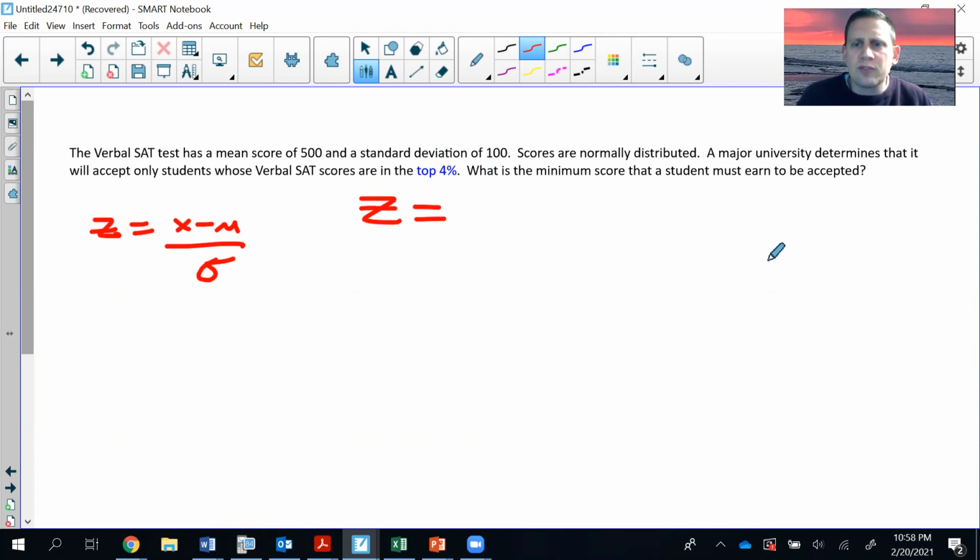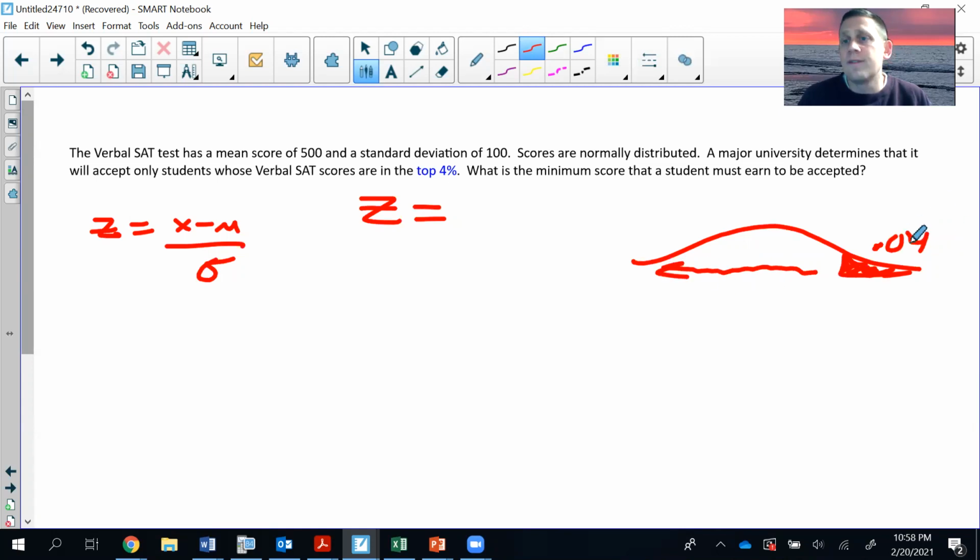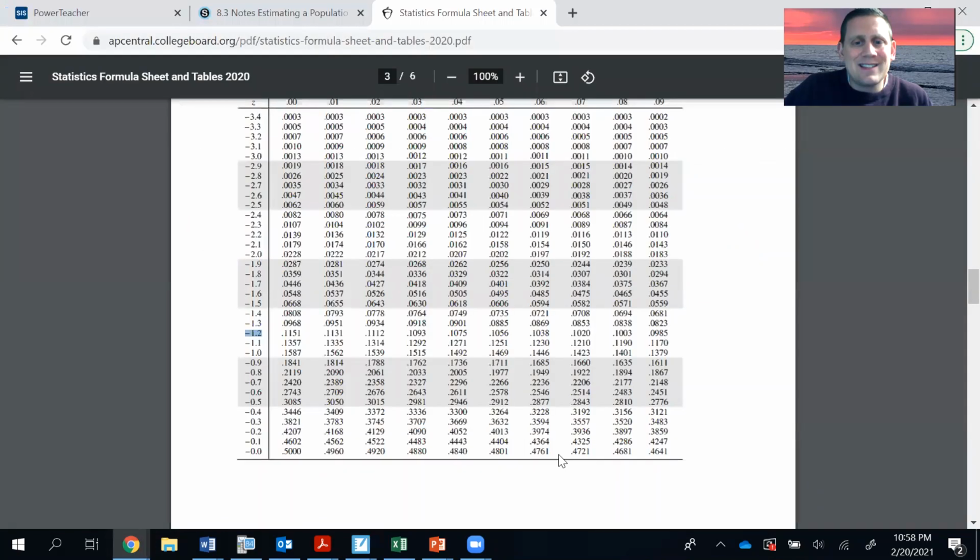So top 4%. Sometimes drawing a picture is very helpful. So the top 4% is over here. Well, remember, I can't do the top percent. I need to do this number in my table. So if this is 4%, this has to be 96%, right? What they're saying is they're going to overlook 96% of the people, and they only want the top 4%, is what this university is doing. So we're going to look in the table at 96%.